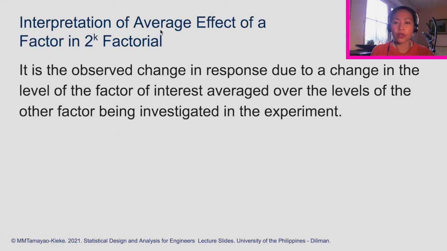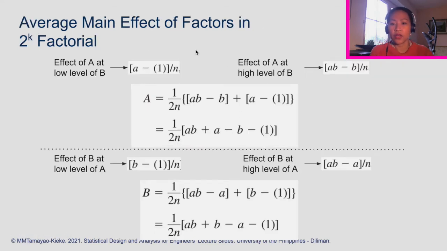Now how do we interpret the average effect of a factor in a 2 to the k factorial? The average effect is the observed change in response due to a change in the level of the factor of interest, averaged over the levels of the other factors being investigated in the experiment. Mathematically, this is how we compute the average main effect of factors in a 2 to the k factorial.